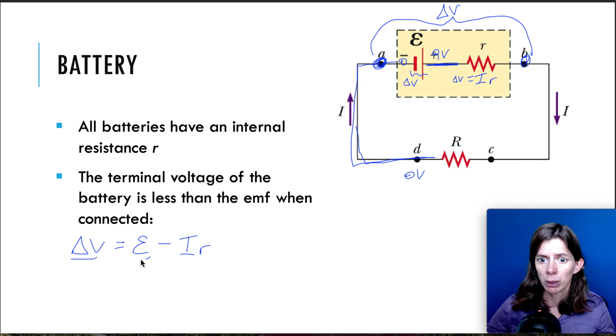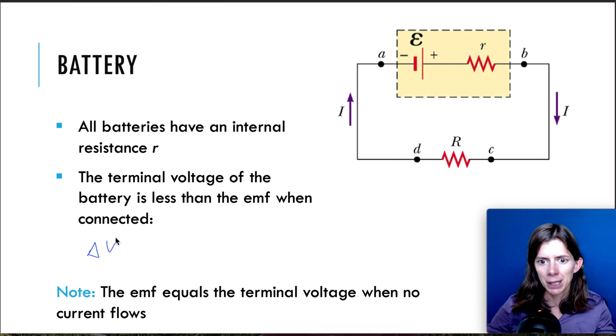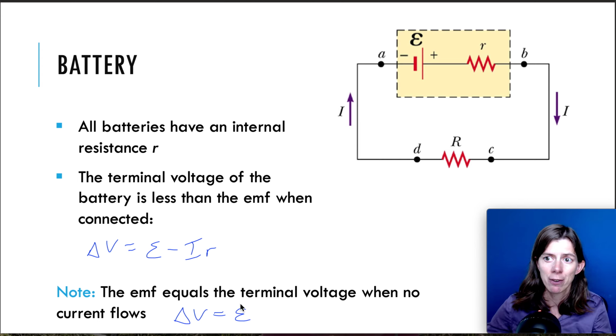One more note about this. Let me rewrite the equation here. Delta V is EMF minus IR. The EMF does equal the terminal voltage when no current flows. This note comes straight from this equation. If the current is 0, then this term crosses out and we have that the terminal voltage delta V is the EMF. So, to summarize, the rating of your battery is the EMF. That is the terminal voltage if it's not connected. That's when no current flows.